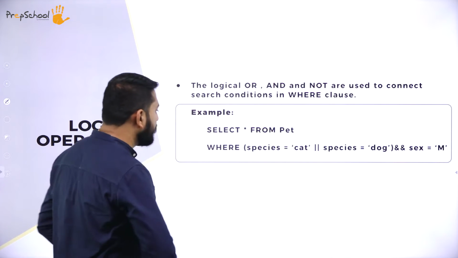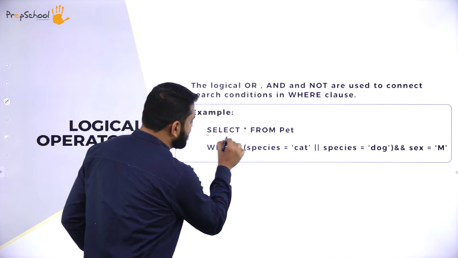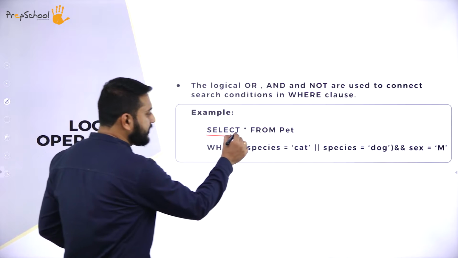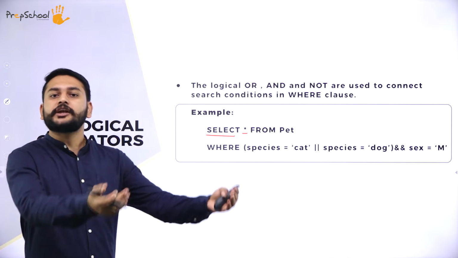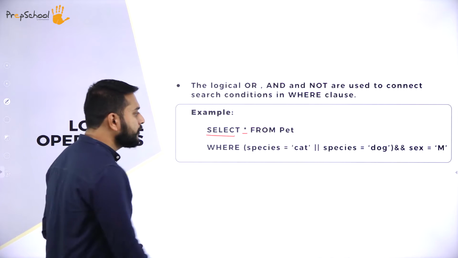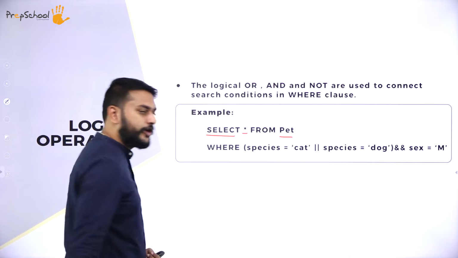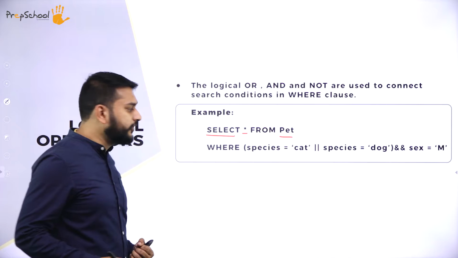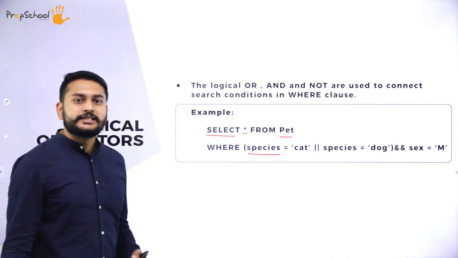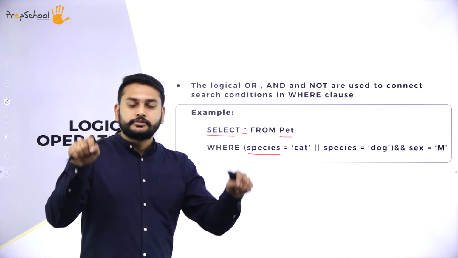So guys, come back to the query. So I have a select statement with the select keyword, and I'm writing star, which will help me to select all the columns that I have inside the table. So what is the table name? The table name is pet. So fine. What is the condition that I have given? So here, look, observe. Species is equal to cat.